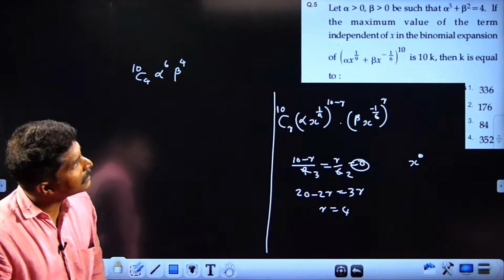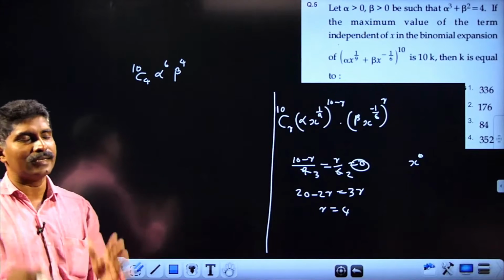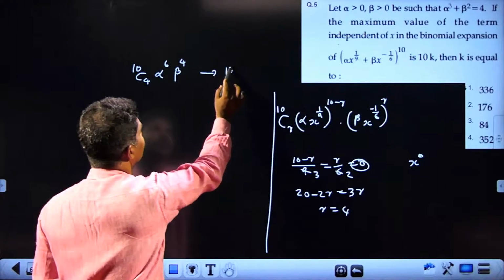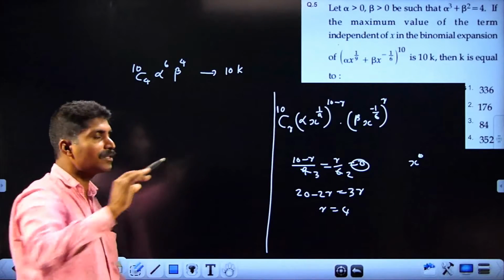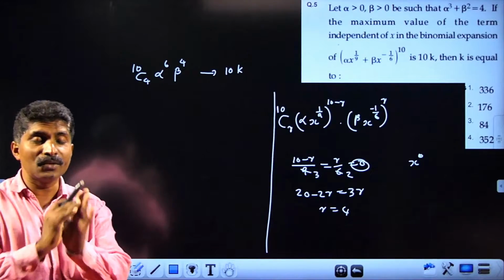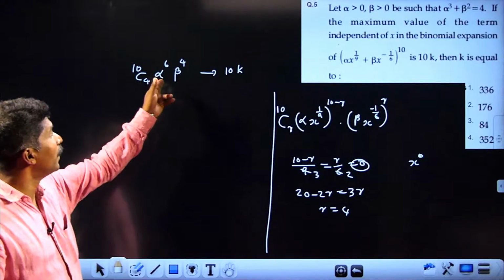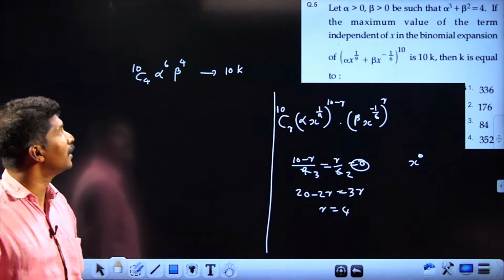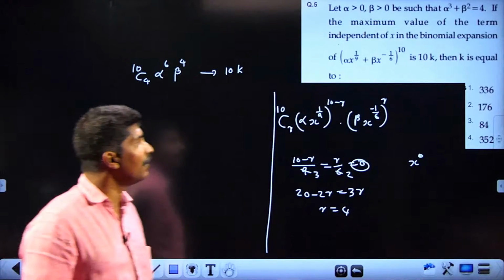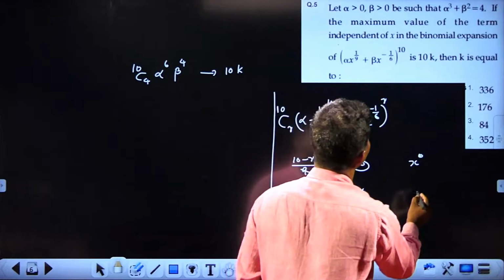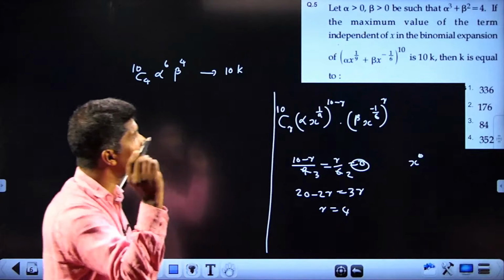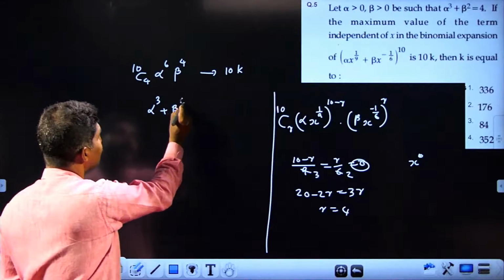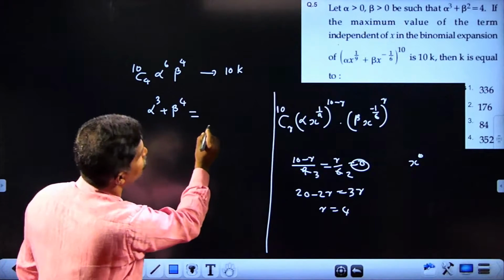And its maximum value is what? Its maximum value is 10k. And 10C4 is constant, you have nothing to do with that 10C4. We have to consider different cases of alpha raised to 6 and beta raised to 4. And we have a hint. What is that hint? It is given that alpha cube plus beta square is equal to 4.